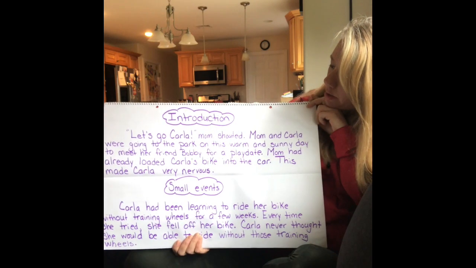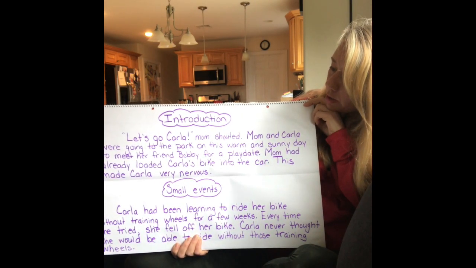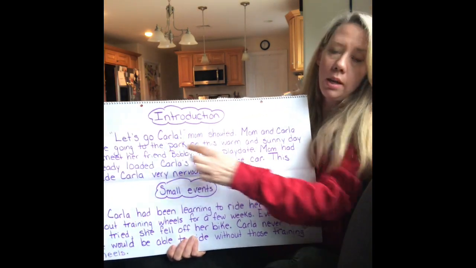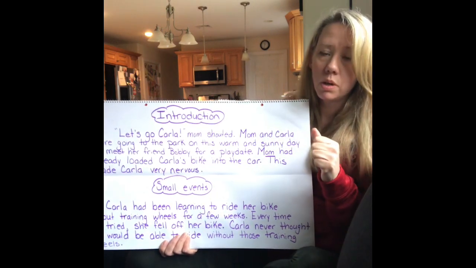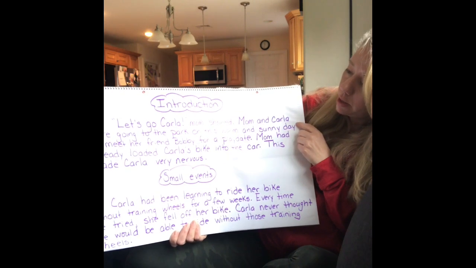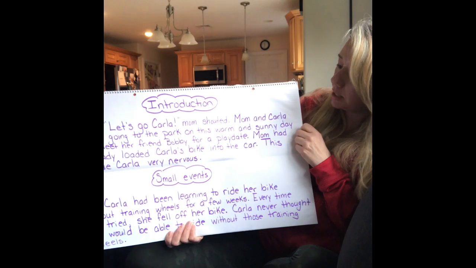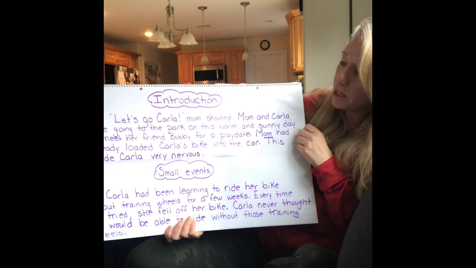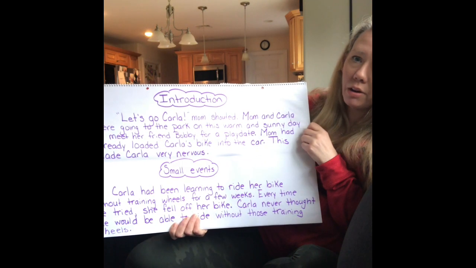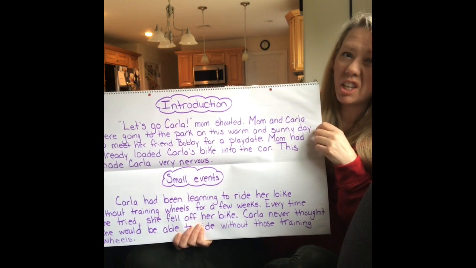"Let's go, Carla," Mom shouted. Mom and Carla were going to the park on this warm and sunny day. See, Mom was talking, and I told you what kind of day it was, so I used the weather too in my introduction. They were going to the park on this warm and sunny day to meet her friend Bobby for a play date. Mom had already loaded Carla's bike into the car. This made Carla very nervous. She's probably nervous because she thinks she's going to fall down, right?